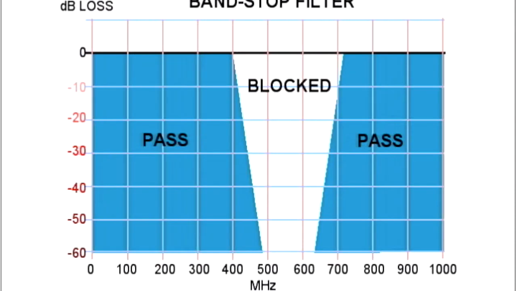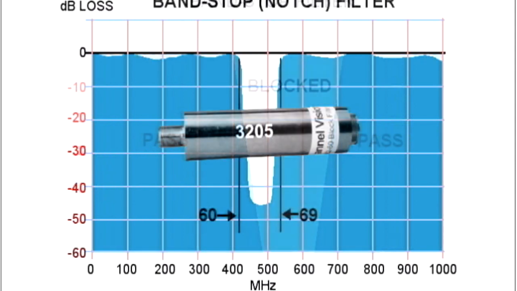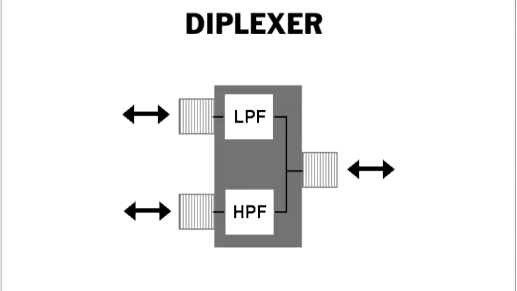A band stop filter blocks a range of frequencies. These are also called notch filters and can be used to remove one or a group of channels. This Channel Vision notch filter blocks cable channels 61 through 68, providing 4 channels, 63 through 66, for use by modulators. A diplexer is a combination of a high-pass and low-pass filter in one package.